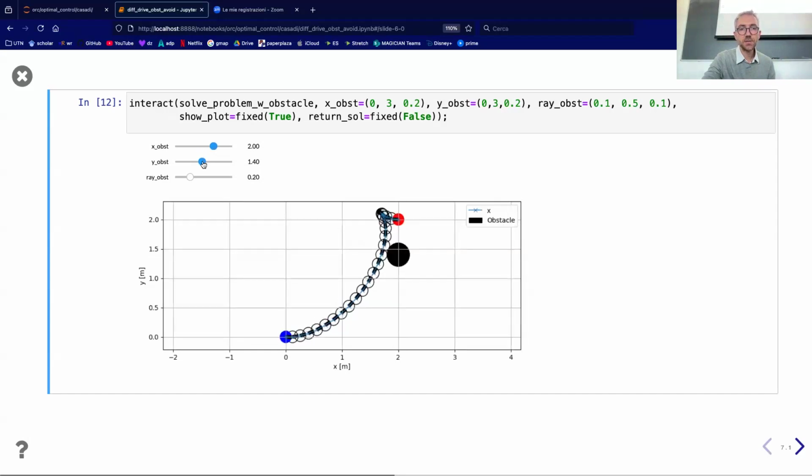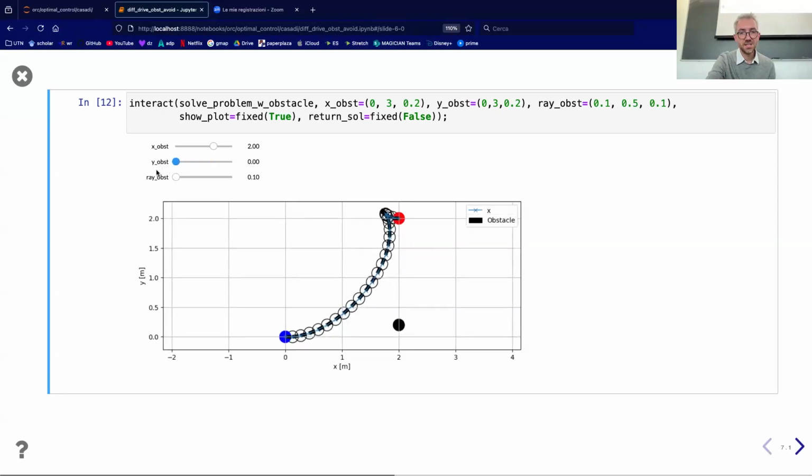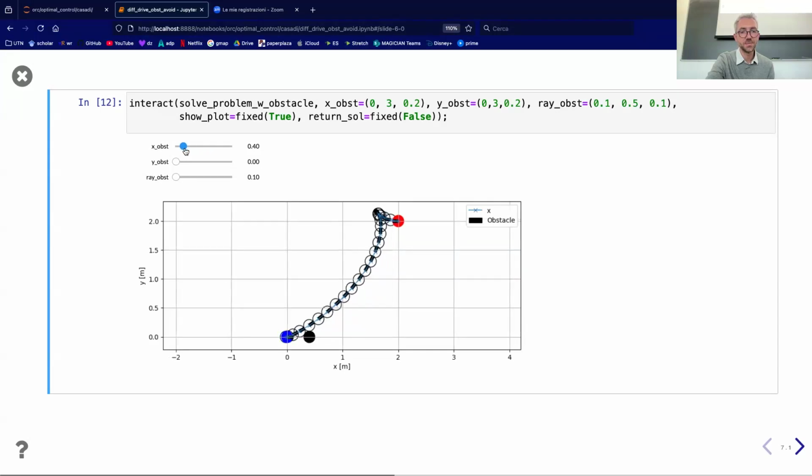So let's check what happens if I move the obstacle on top of the desired final state. And in this case, I would say that the behavior of the solver is very reasonable. It just cannot reach the final state. It gets close to it, but then it stops. Let's see what happens instead if I move the obstacle on top of the initial state.